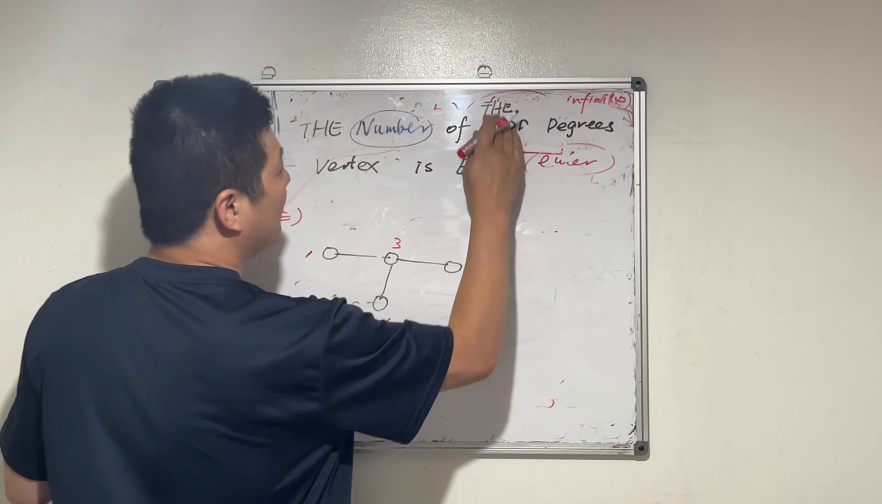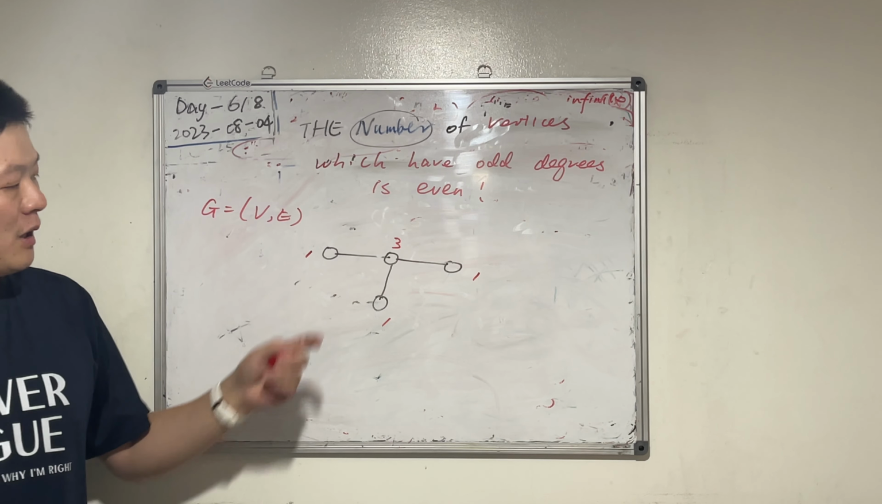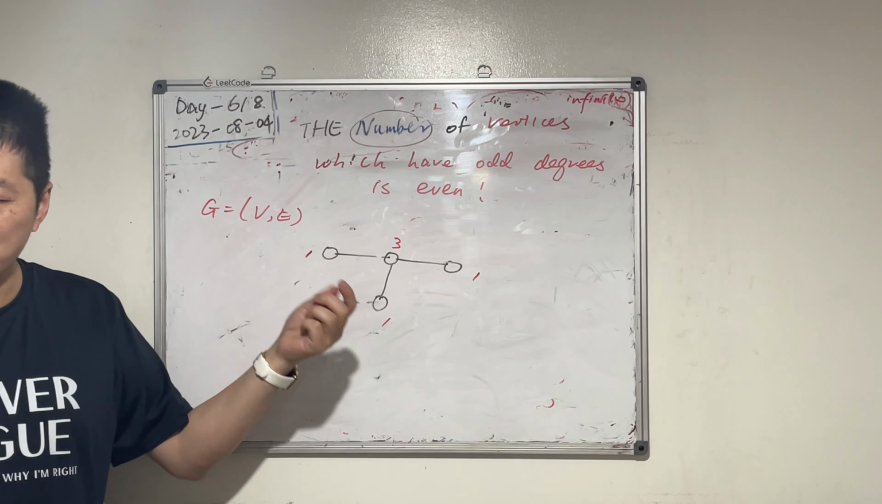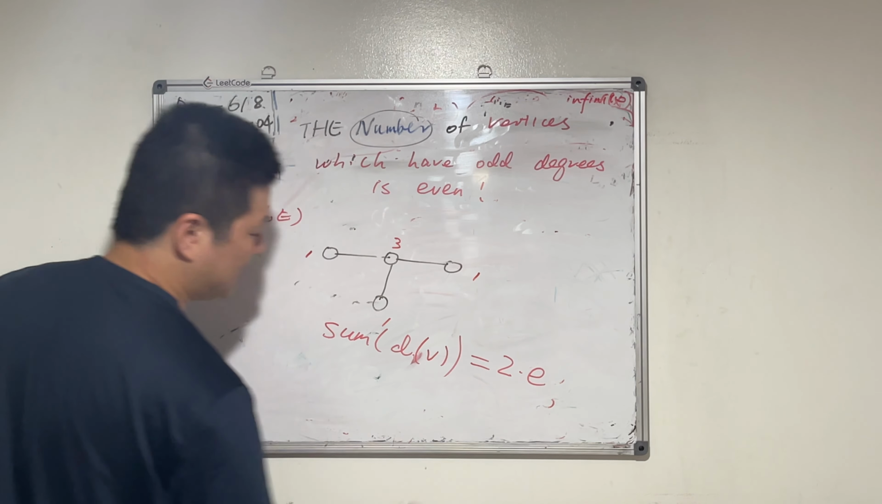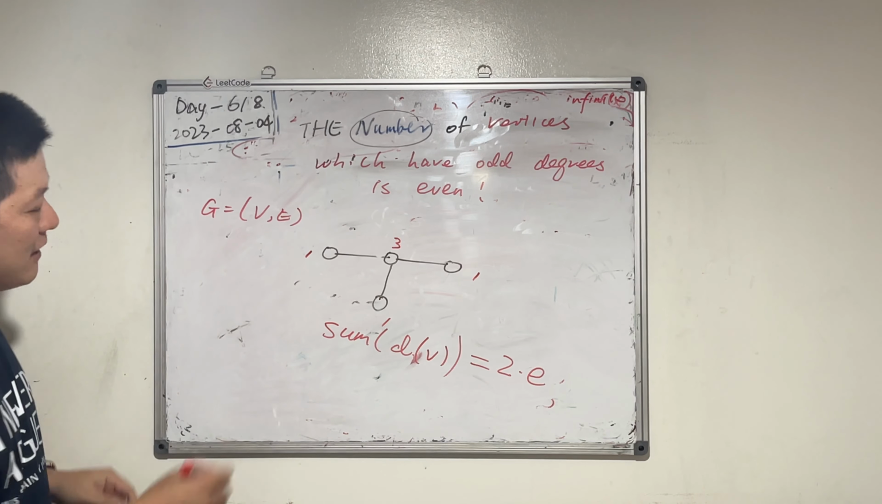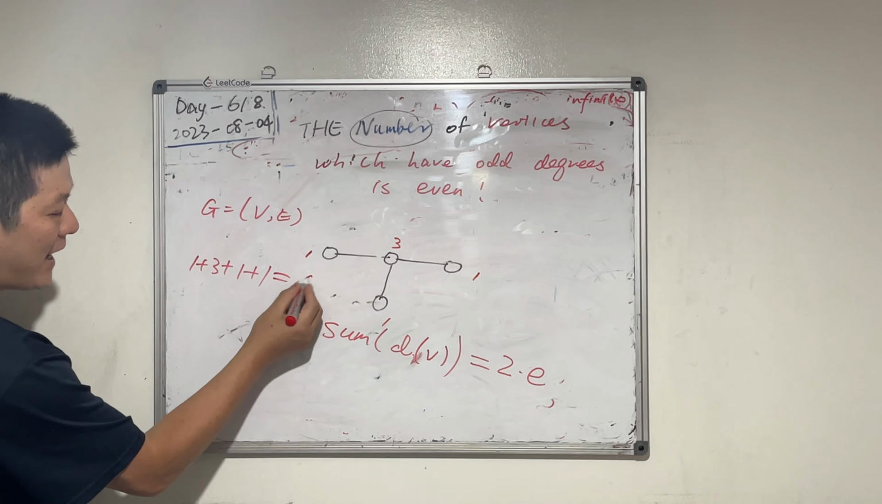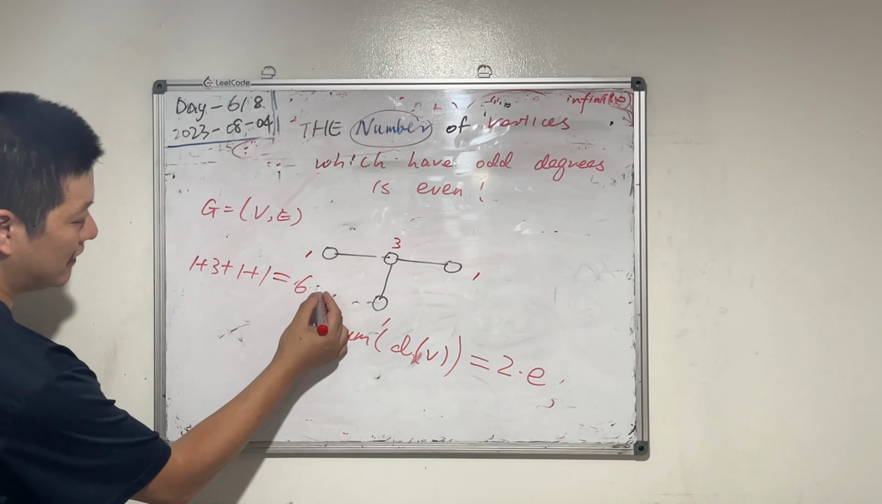So we want to prove that. This is the conclusion. How do we prove it? We need to start with this very obvious fact: the sum of all vertex degrees is 2 times the number of edges. For example, the sum of all degrees is 1 plus 3 plus 1 plus 1, which is 6. How many edges? 3. Equals 2 times 3.